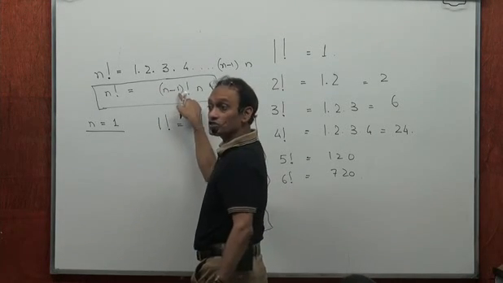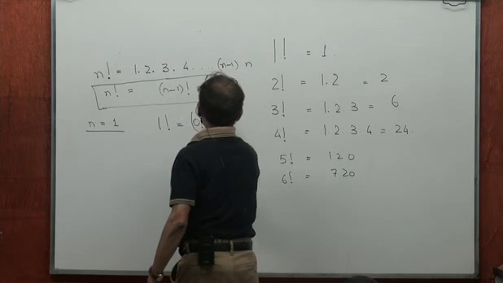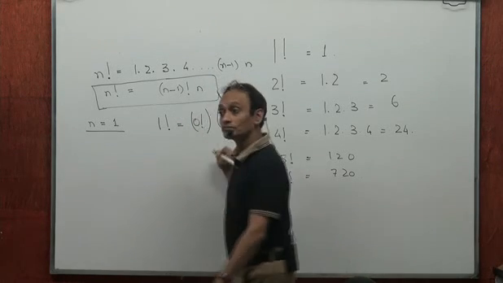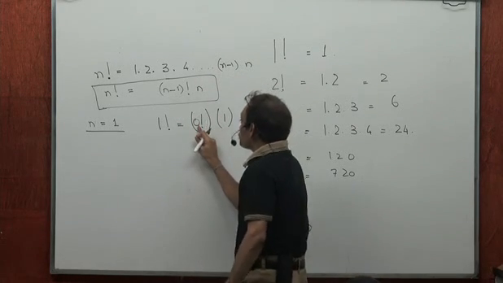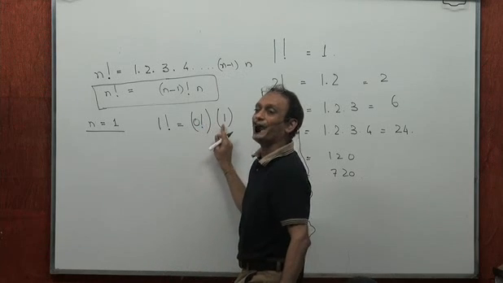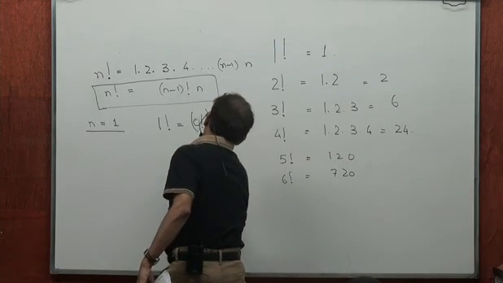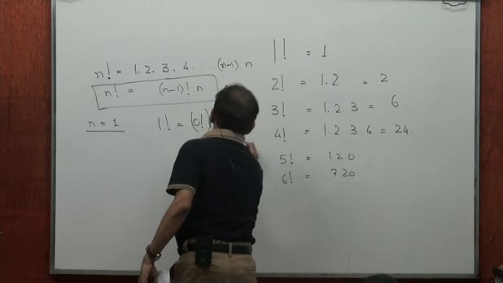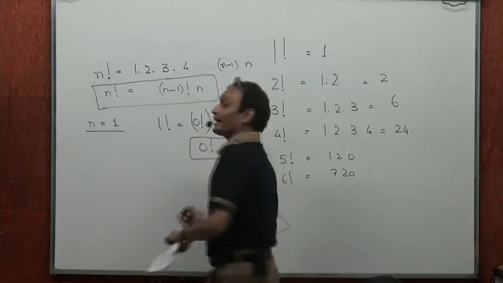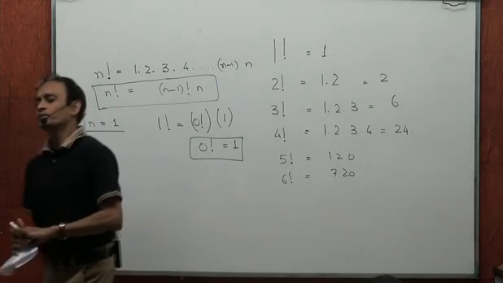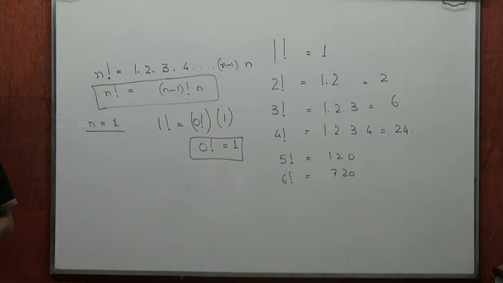Put n equal to 1, so this is 0 factorial into n equal to 1, that is 1. Now that gives us 0 factorial equal to 1 factorial by 1. So 0 factorial is 1. So again, 0 factorial is 1.